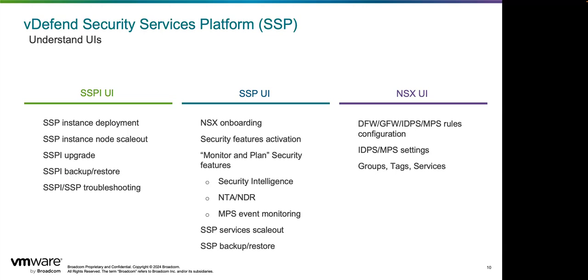Then, back in the NSX UI, we have distributed firewall, gateway firewall, IDS, IPS, and malware prevention rules, which are all configured there. IDS, IPS, and NPS settings are there. Groups, tags, and services are still in the NSX UI.